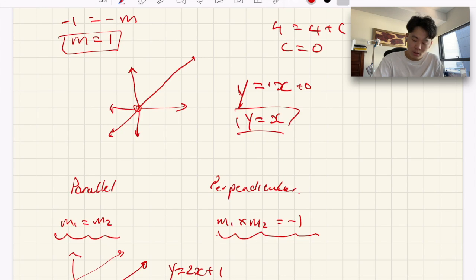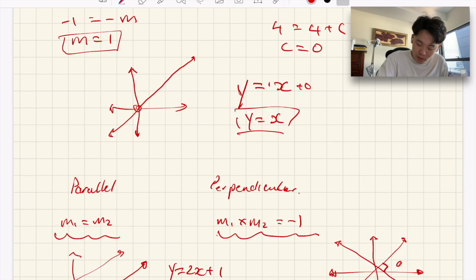Okay? And what about for perpendicular? It means that they look like this. Look like the Cartesian plane. Okay, the axes. But it will look like that, and the other line will look like that, okay? What does it mean? Why is it m1 times m2 is equal to negative 1? It means that they're opposites of each other. So they're at 90-degree angles, okay?